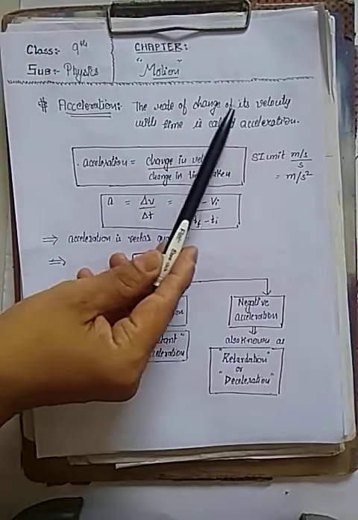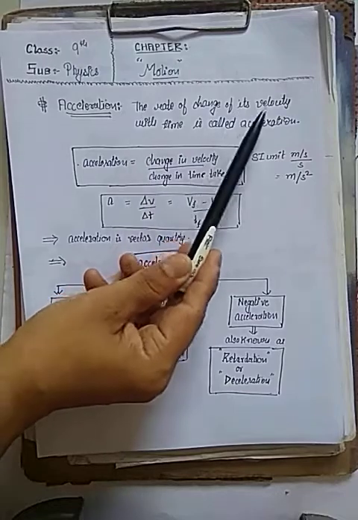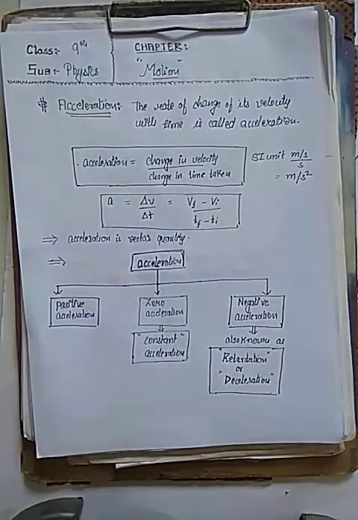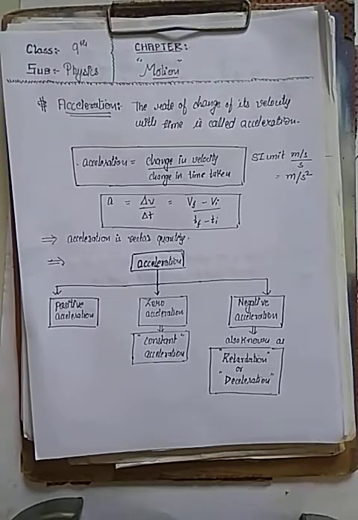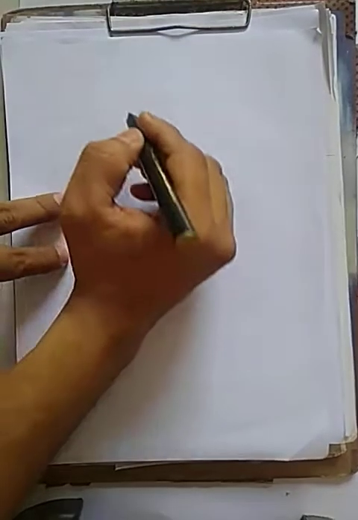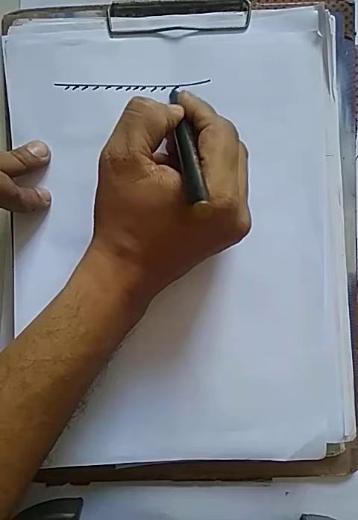The rate of change of velocity with respect to time is called acceleration. This is the definition, but we can understand it with the help of an example. I can give you a very good example so you are able to understand the topic in a very easy way. Suppose this is a road, a normal road, and an object is here.